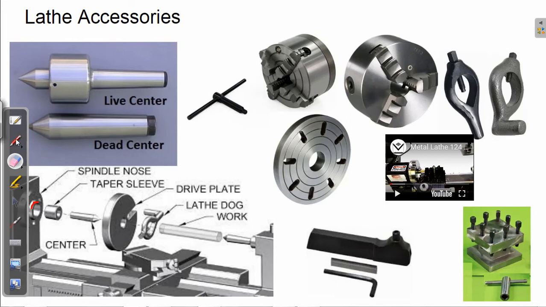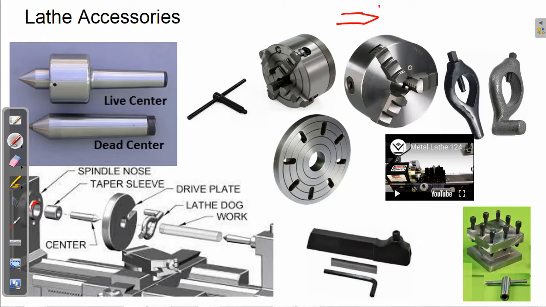Another way of holding the job, you can also hold the job between two centers. That means you can think of it this way: in the headstock spindle, this is the center, and in the tailstock spindle, this is the center. Now, if you want to turn a job between two centers, in case of a light material, like wood or plastic, this might work and you can do the cutting operation. But if it is a metal, then it will not rotate, because the spindle is not going to rotate this job actually.